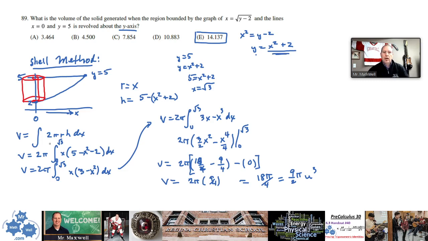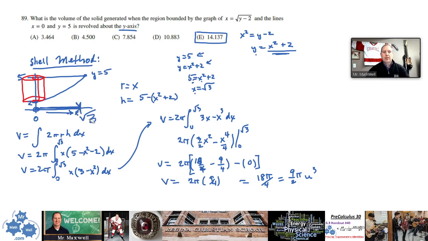Okay, so if I'm looking at 2 pi r h, then the volume is 2 pi, and I've got x times (5 minus x squared minus 2). And the limits of integration, okay, so doing the disk method, you don't have to find this value. Using the shell method you do, because we have to go from 0 all the way out to what? We've got y equals 5, and we've got y equals x squared plus 2. So you let those equal each other, and x is root 3. So this is going to be square root 3 out here.